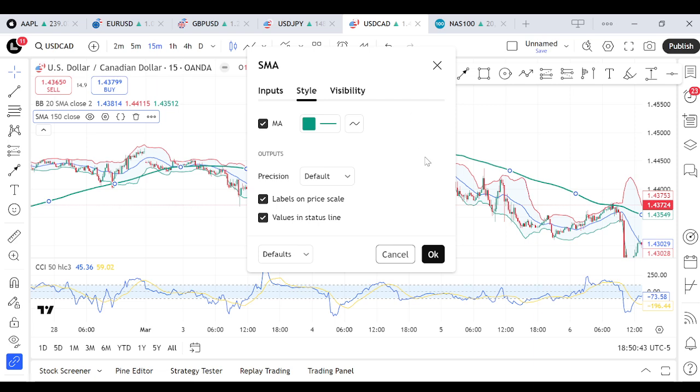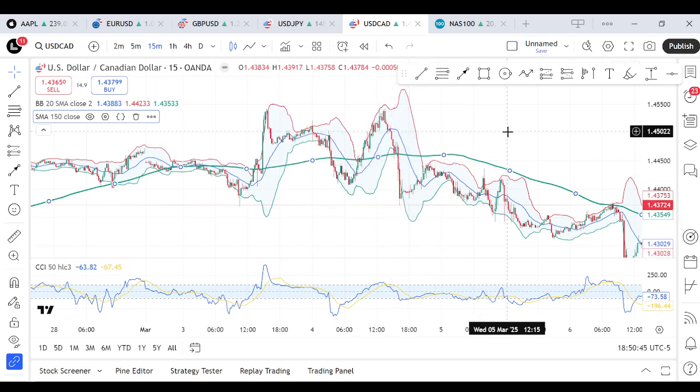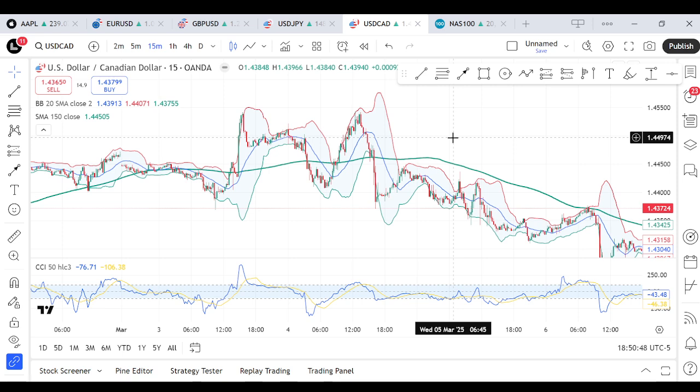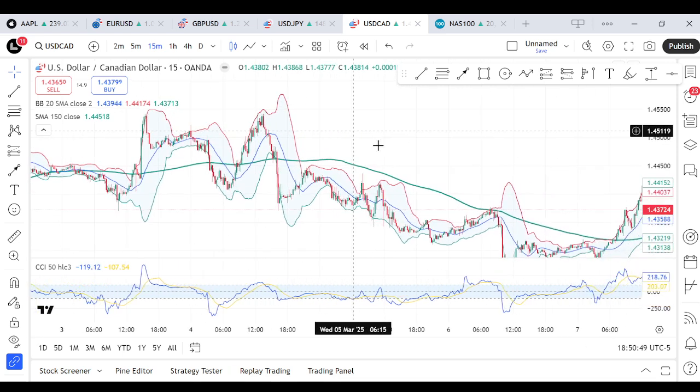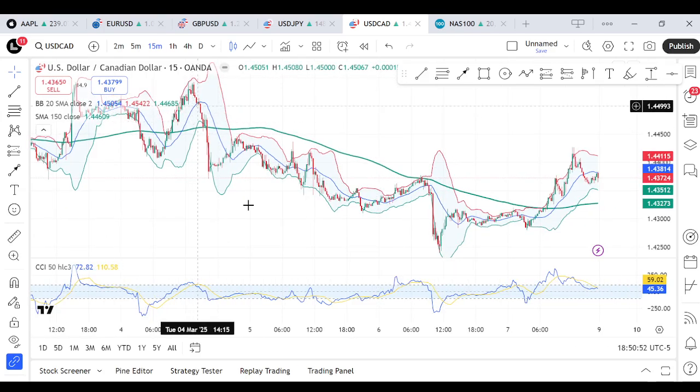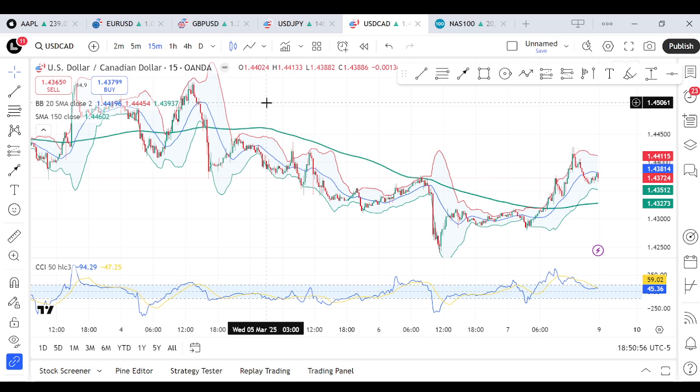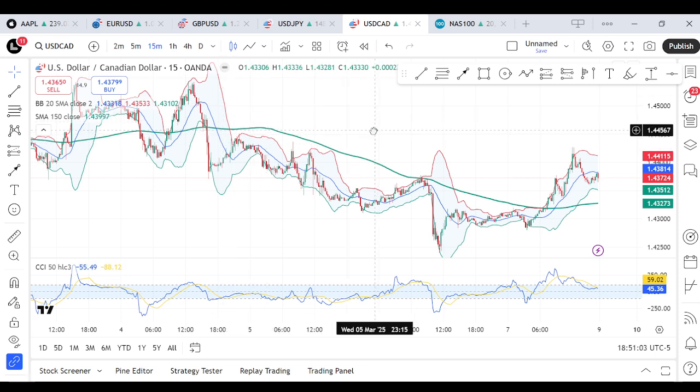All right, you can see the moving average on the chart, and this helps tell us the current trend in the market. If price is below the moving average, we're in a downtrend. If it's above it, then we are in an uptrend. So for a buy setup, first ensure that the price is above the 150 simple moving average, indicating an uptrend, just like I said.